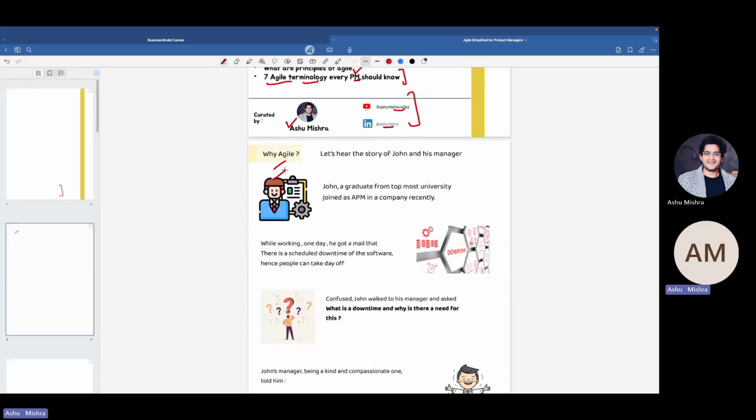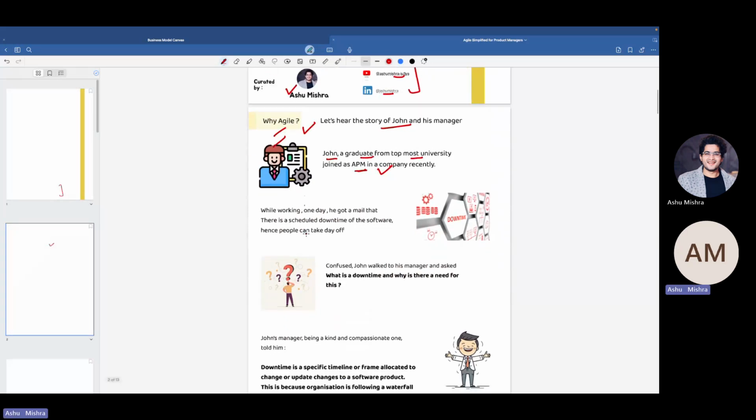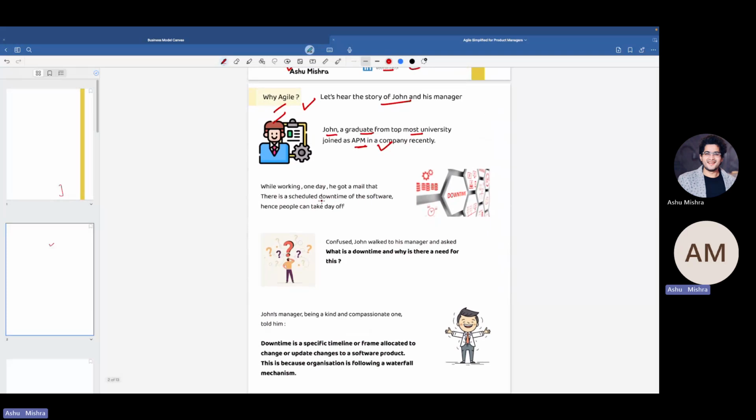So let's hear a story of John, in order to get to know why Agile. John is a graduate from a top university and has recently joined as an APM. While working, he got a mail of scheduled downtime of the software, and hence people can take a day off. John was surprised a little about why and what is happening.